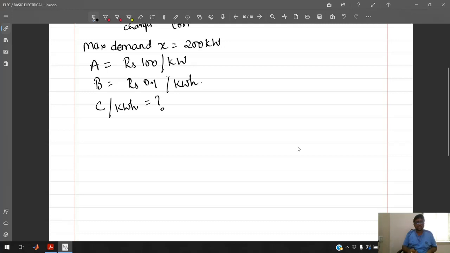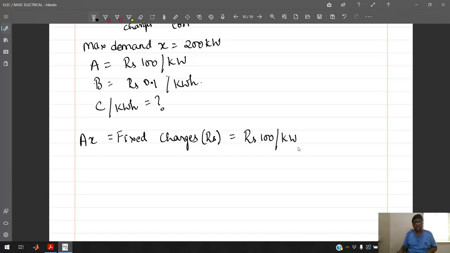So how do you solve this problem now? First and foremost, you need to calculate AX, which is your fixed charges. The unit will always be in rupees. So fixed charges equal A, already given as rupees 100 per kilowatt, into X, which is 200 kilowatt. You get rupees 20,000, as kilowatt gets cancelled. So that is the fixed charges.